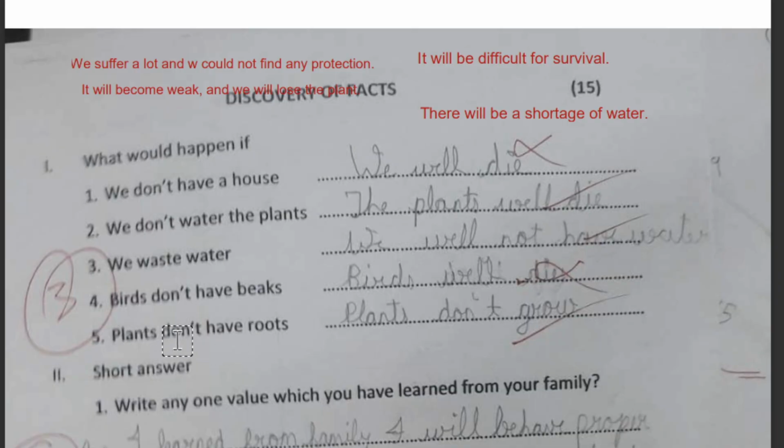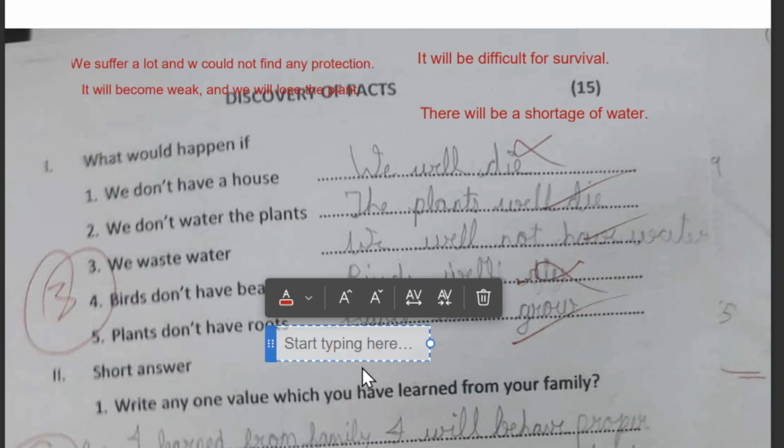Next, plants don't have roots. So plants without roots will not grow. So this answer is right. Plants will not grow.